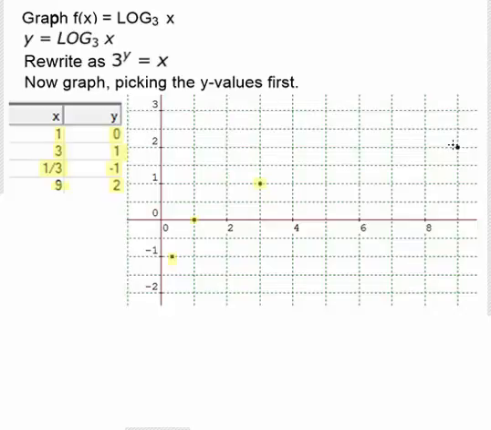And then we just connect up these points. And I've done just that here, connecting up the points with these blue line segments. And then I wonder, how far to the left does that graph go? Is there any value of y that will give me x equals 0? In other words, does 3 to some power equal 0? It turns out there's no power of 3 that will give you 0.